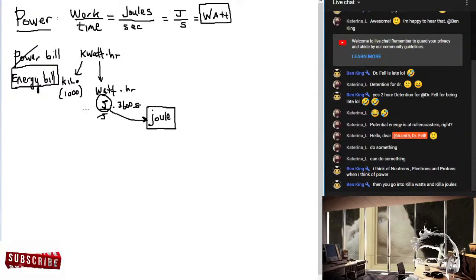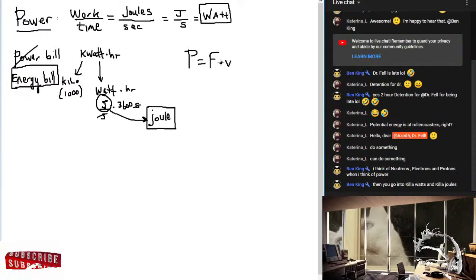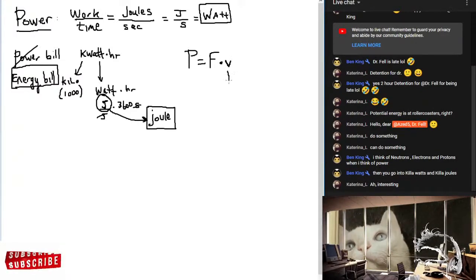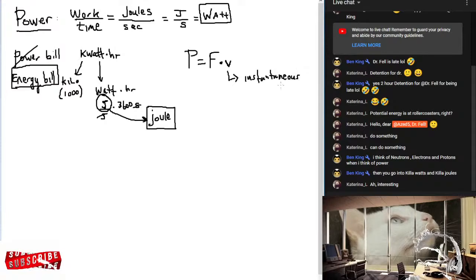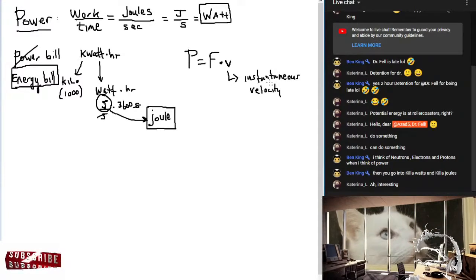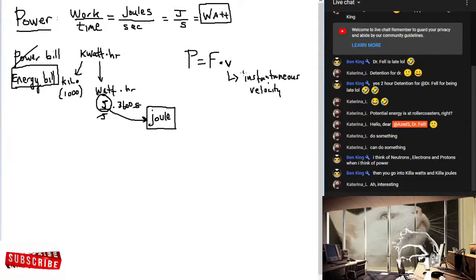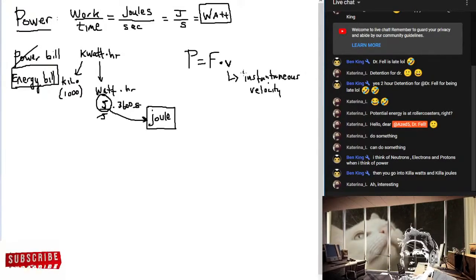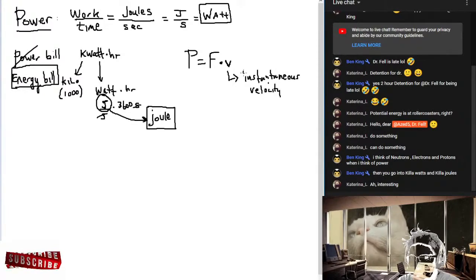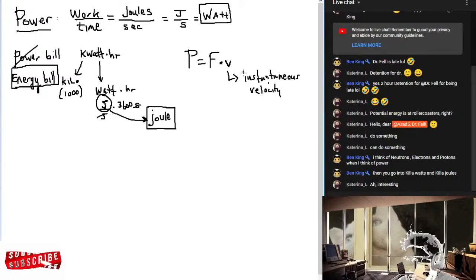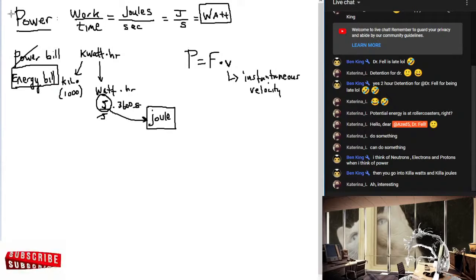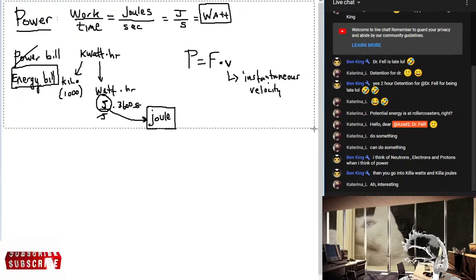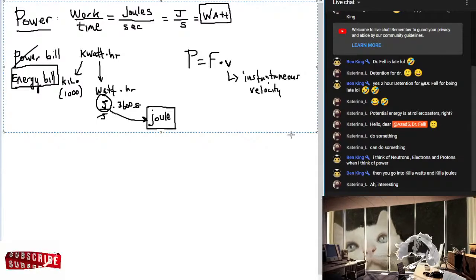So that's pretty much all I got to say about power. There's another way to calculate it. Power is force times velocity. But this is instantaneous velocity. So if you know how fast something is going, let's say a car, and you know the force the engine is pushing to the wheels, you can calculate its power. So that's it for power. Not much else to say about it. So we will get rid of it and move on to the next thing, which is more important. Well, I guess it's all important, just depends on what you're working on.